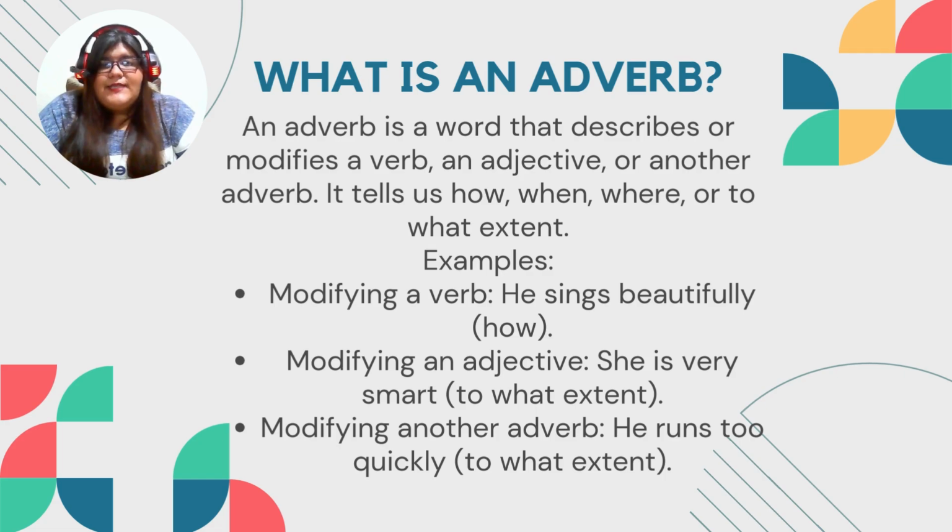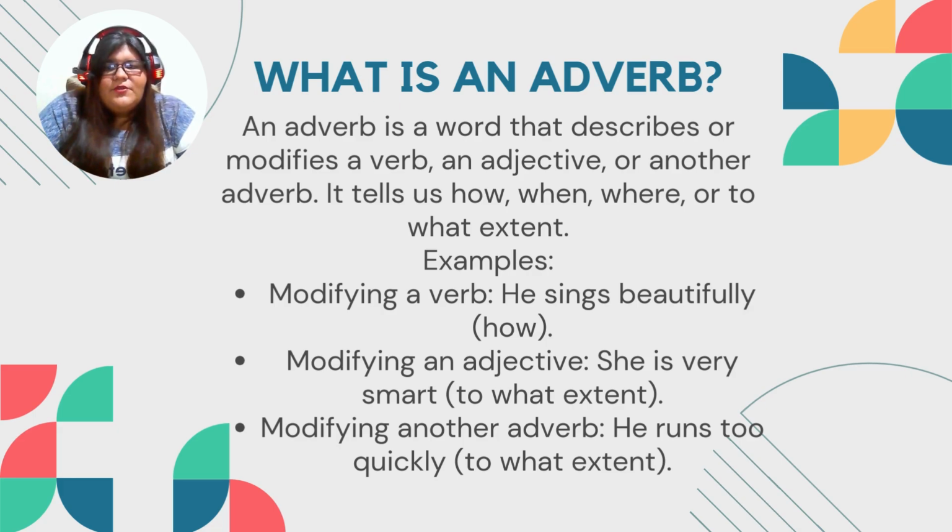Then we have here what is an adverb. An adverb is a word that describes or modifies a verb, an adjective, or another adverb. It tells us how, when, where, or to what extent. Then we have some examples. Modifying a verb: the verb in this example is sings, and the adverb describes the action, right? He sings beautifully. This beautifully describes how he is singing.